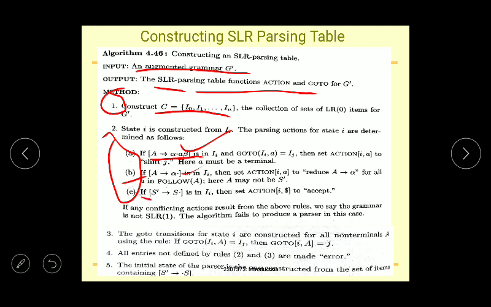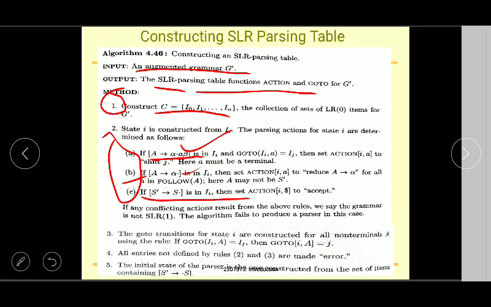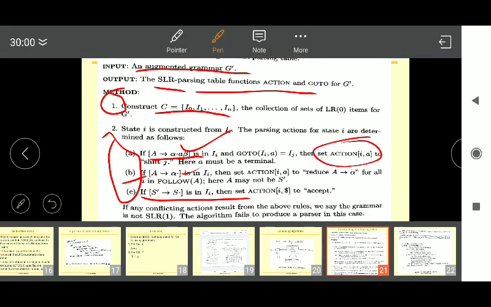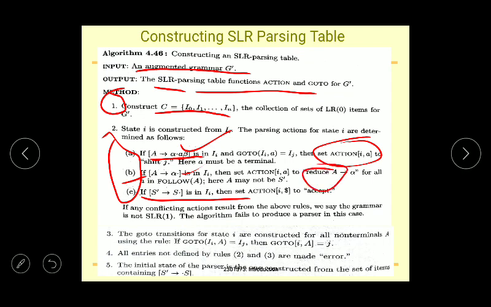Then this is the special case: S dash gives S dot. Then set the action of I comma dollar to accept. So if it is the first case, then the action is shift. If this is the case, then the action is reduce. Then the last one, accept. Other things are considered as error. Please remember we have four different actions, similar to our shift reduce parsing: when to shift, when to reduce, when to accept, and when an error occurs.